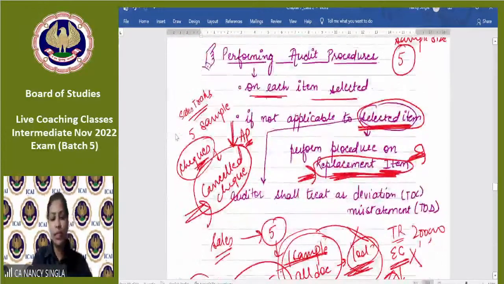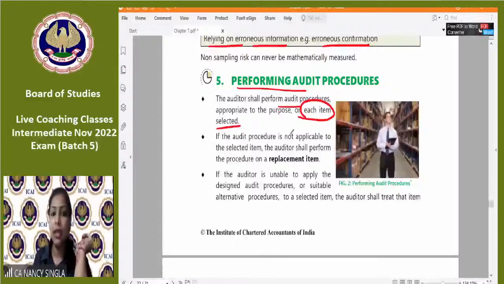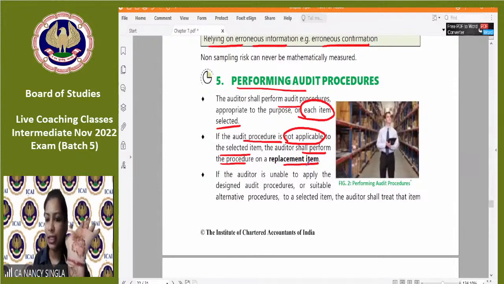So I'll take you through the module C. Auditor shall perform audit procedure on each item selected. However, if the audit procedure is not applicable to the item selected, he shall perform the procedure on a replacement item. इतना clear है कि अगर नहीं कर पा रहे हो तो एक और item ले लो, which will be called a replacement item. ठीक है. But अब उसका क्या करना है?